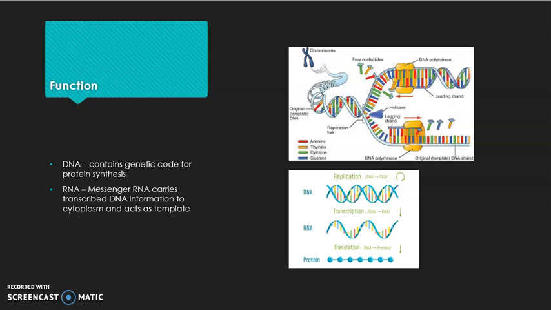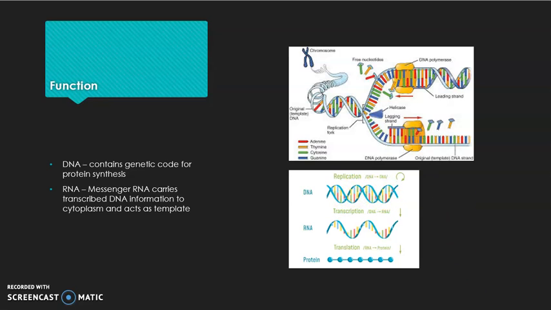The functions of DNA and RNA are also different, but very important because they work hand in hand. DNA contains the genetic code needed for protein synthesis, while RNA transcribes and translates to form proteins. The whole process begins in the nucleus, with DNA. A strand of DNA replicates, forming the double helix structure, as you can see here.